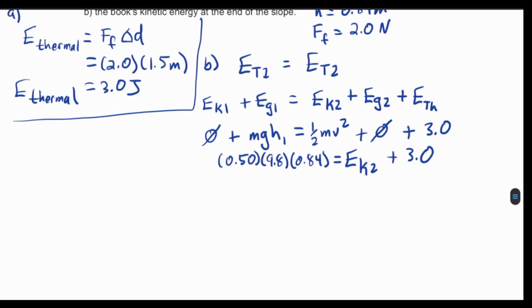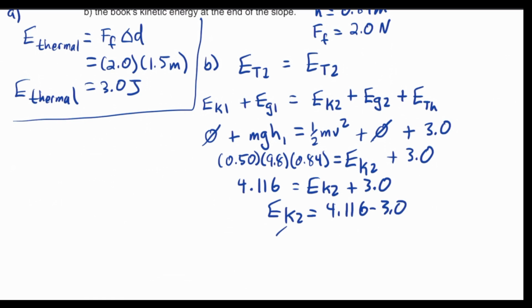So let's start by simplifying a little bit. I'm going to multiply these pieces together, find the product. So 0.5 times 9.8 times 0.84 is going to be, I'm going to carry some extra decimals through for now, 4.116 equals EK2 plus 3. Rearrange and solve for EK2 is equal to 4.116 minus 3.0. EK2 is going to be equal to 1.11 joules.